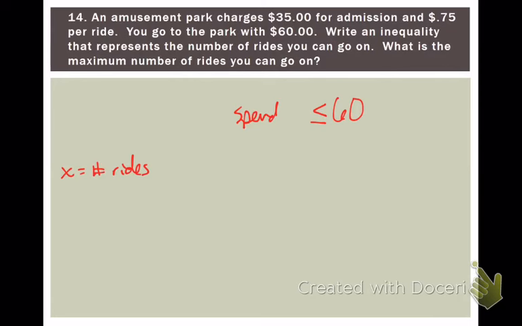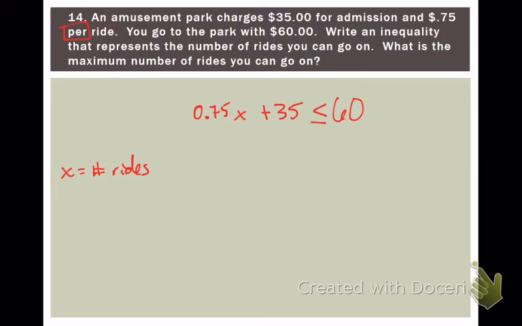Now, how do you figure out how much you spent? Well, they're going to charge you $35 just for walking in the door, but they're going to add to that 75 cents per ride. Remember, the word per indicates multiplying. So 75 cents per ride, and x is supposed to be the rides. So there's your inequality. 0.75x plus 35 is less than or equal to 60.